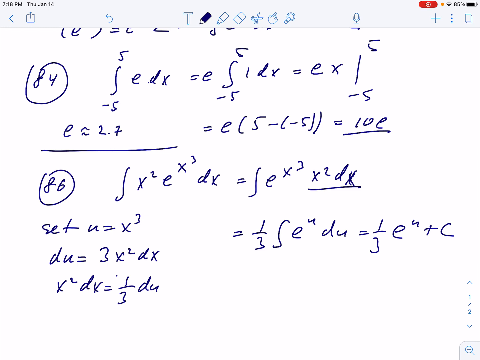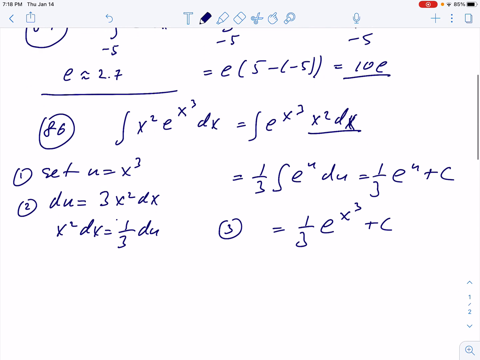There is a third step. First step was to introduce a new variable. Second step is to find the relation between x and du. The third step, return to x. So we continue and write 1/3 exponential x cubed plus c, our general antiderivative. Every time when you do substitution, there are 3 steps. Okay.